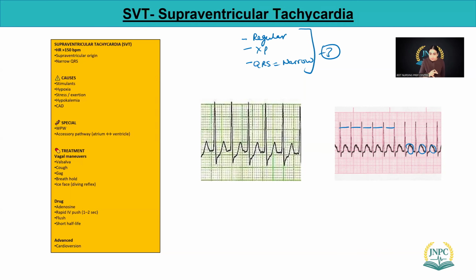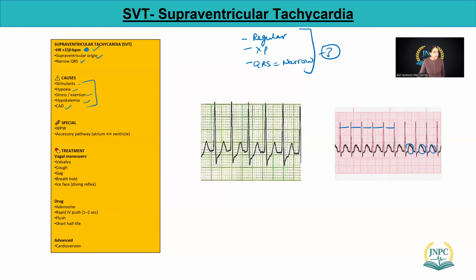It's not a sinus rhythm. It's abnormal rhythm, but it could be sometimes due to, look at that rate, very high. So supraventricular means anything above the ventricles, so the origin is there. So maybe it's AV node, which is firing like really fast, and you see narrow QRS complex. So stimulant, hypoxia, stress, exertion, hypokalemia, CAD, those can be the causes.